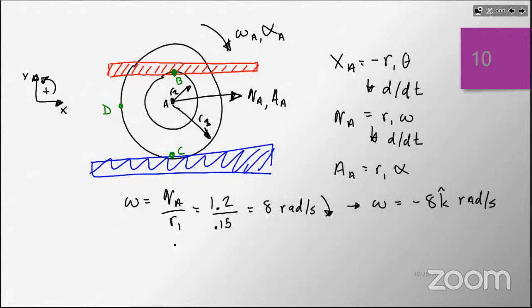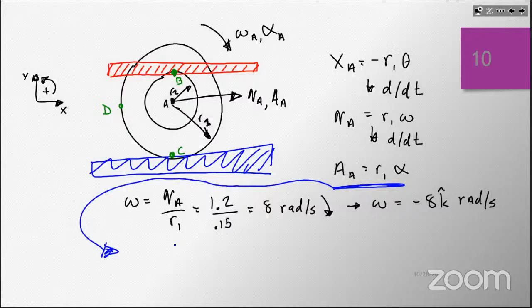How do we find alpha? Well, we're going to rearrange this equation right here to find alpha. Alpha is equal to the acceleration of point A over R1. Well, I know the acceleration of point A. We were told that it's 3 meters per second squared. So this is 3 over 1.5. Sorry, 0.15, not 1.5. 0.15, which gives me 20 radians per second squared.